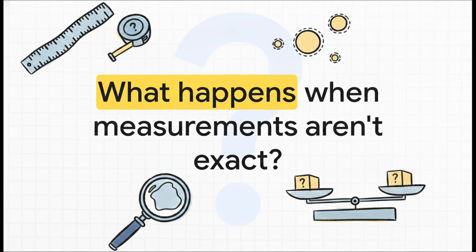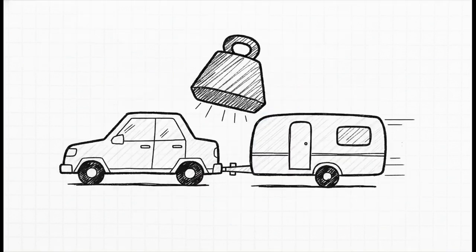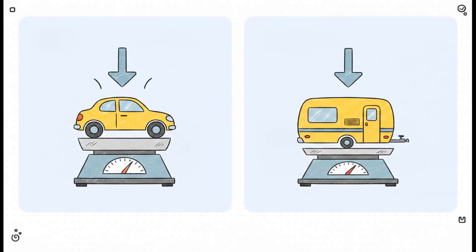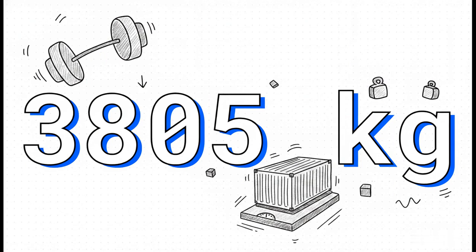So what happens when real-world physical measurements just aren't perfectly exact? Let's find out. Imagine a strict engineering weight limit, a 2,400 kilogram car towing a heavy 1,460 kilogram caravan. To find the absolute lowest possible total mass, we contrast and combine their extreme minimum bounds. Adding those gives us a guaranteed physical lower bound weight of exactly 3,085 kilograms.